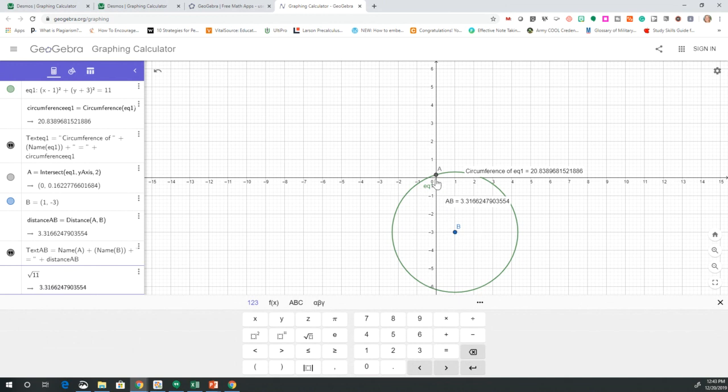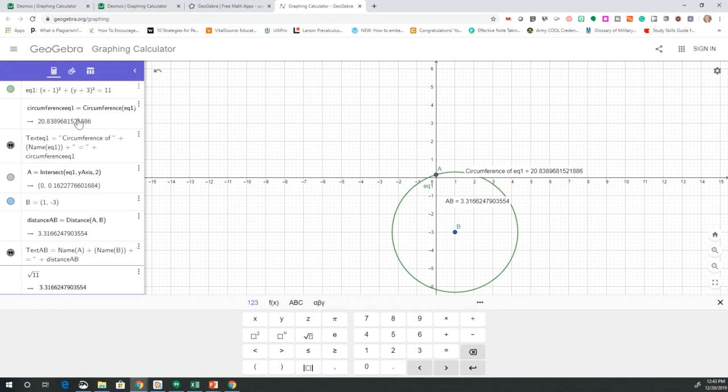Because I graphed the equation, I took a point on the equation, found the distance from that to the center, we're getting the same radius. So it's a way of checking your answer. It's not an easy way to check your answer, but it is a way to check your answer to make sure your equation is correct.